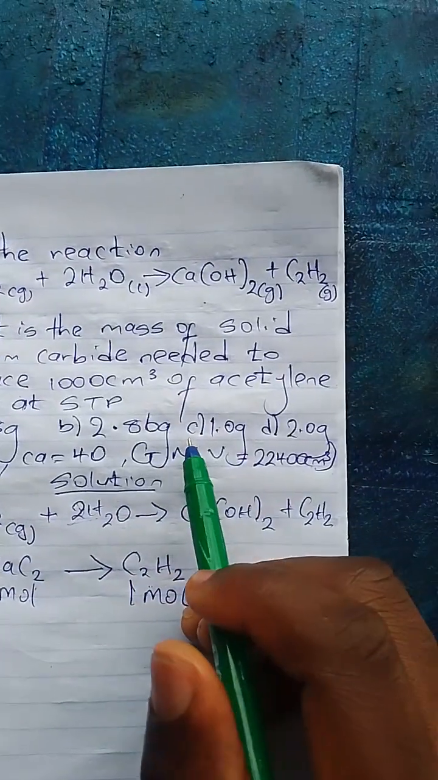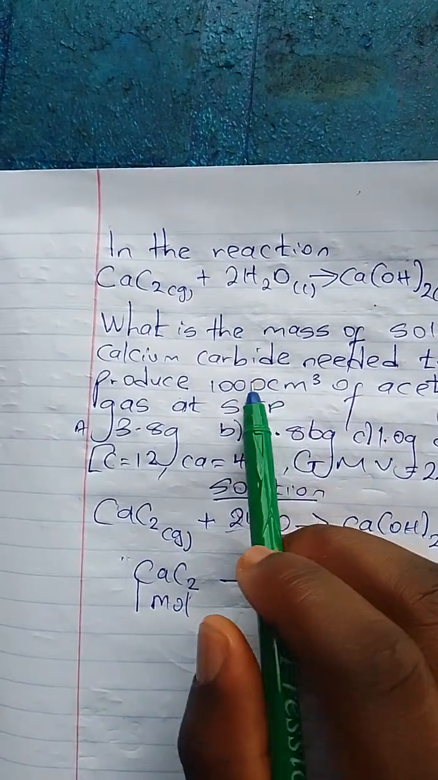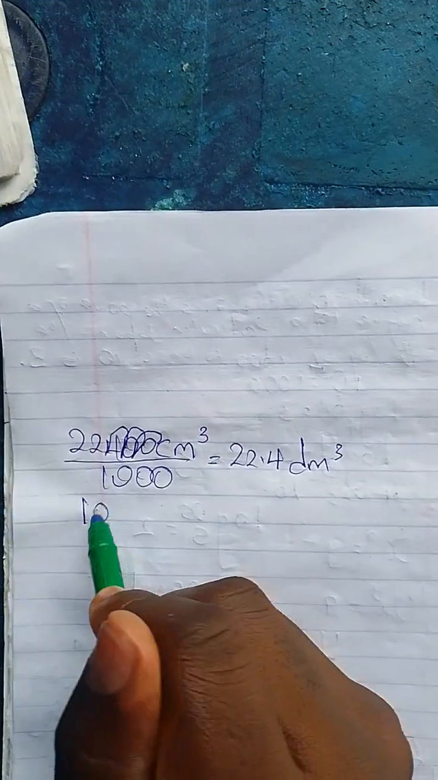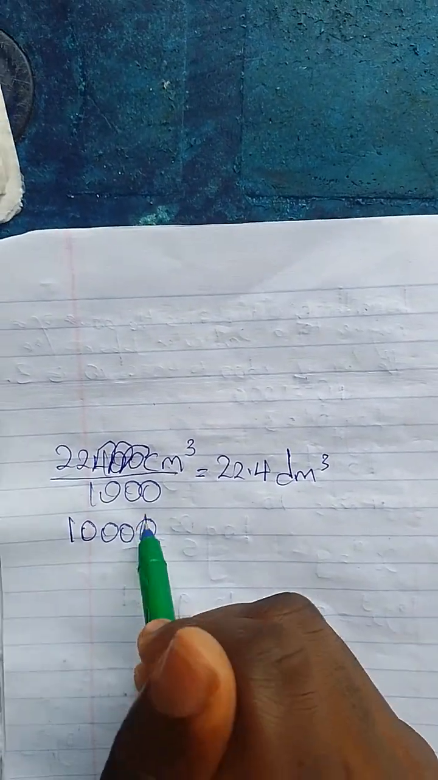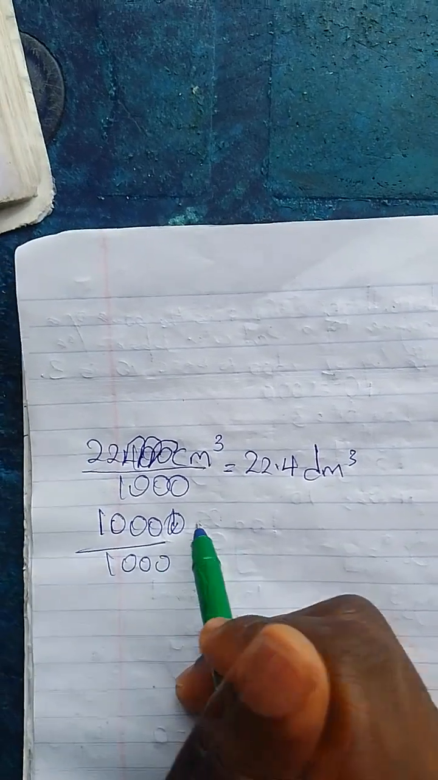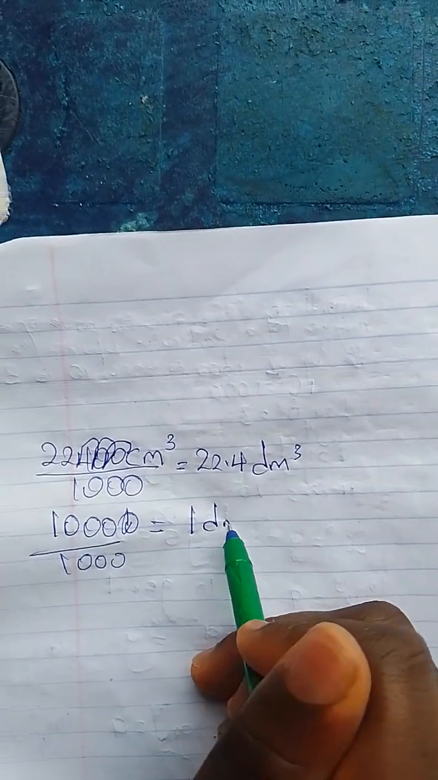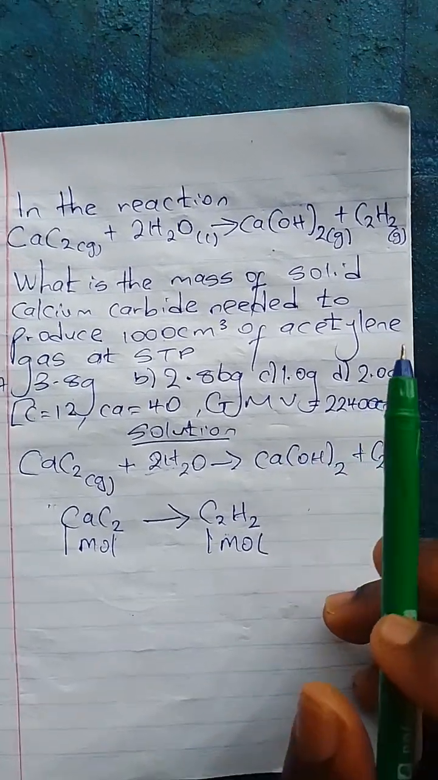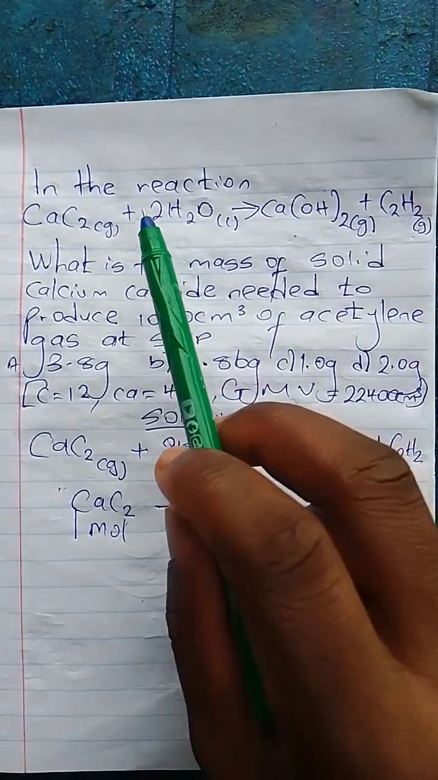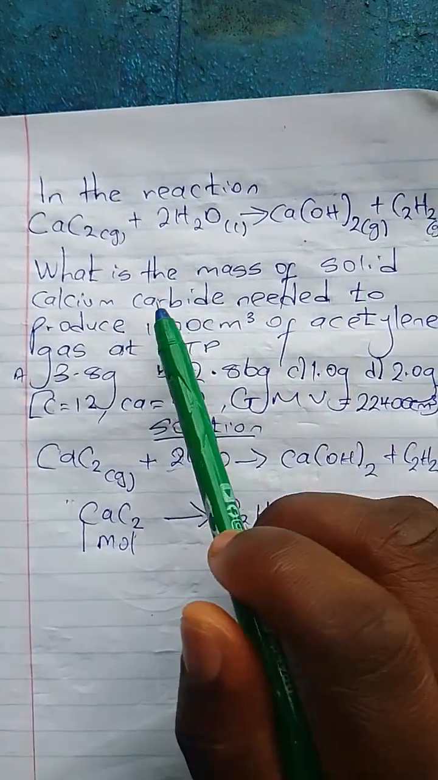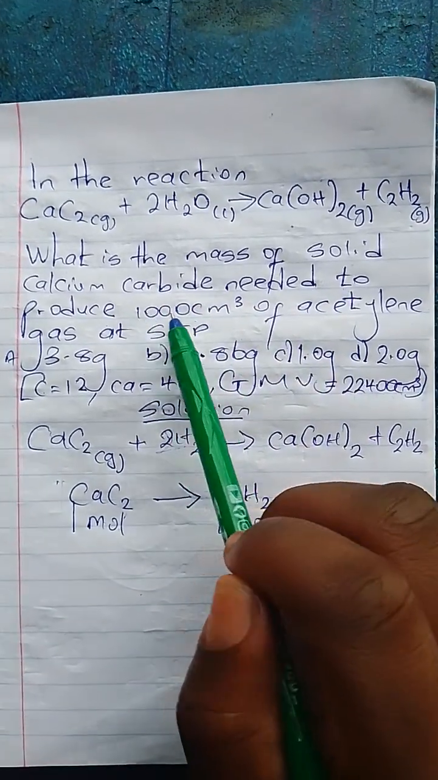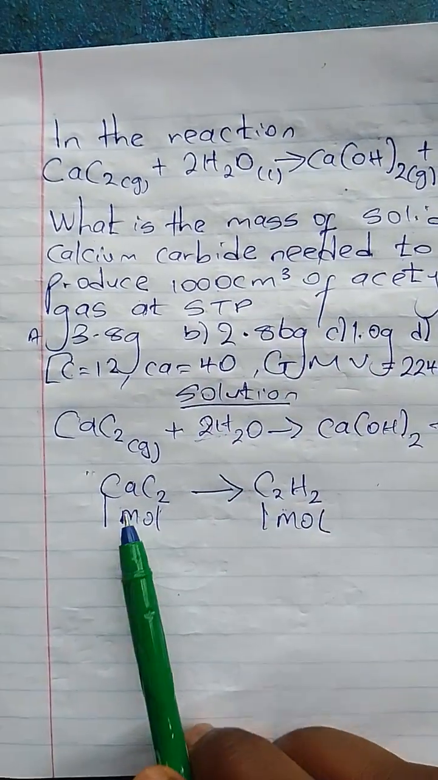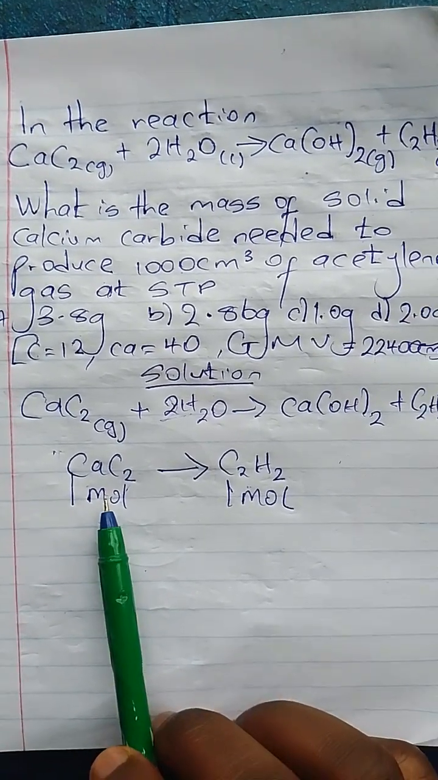Now what else are we converting there? We're also given 1000 cm cube. Let's go back and convert it to dm cube. 1000 divided by 1000 will give us 1 dm cube. Now we can solve. Now let's read this question again and understand where I'm coming from. It says, what is the mass of solid calcium carbide needed to produce 1000 cm cube? So what are we asked to look for? The mass of calcium carbide.